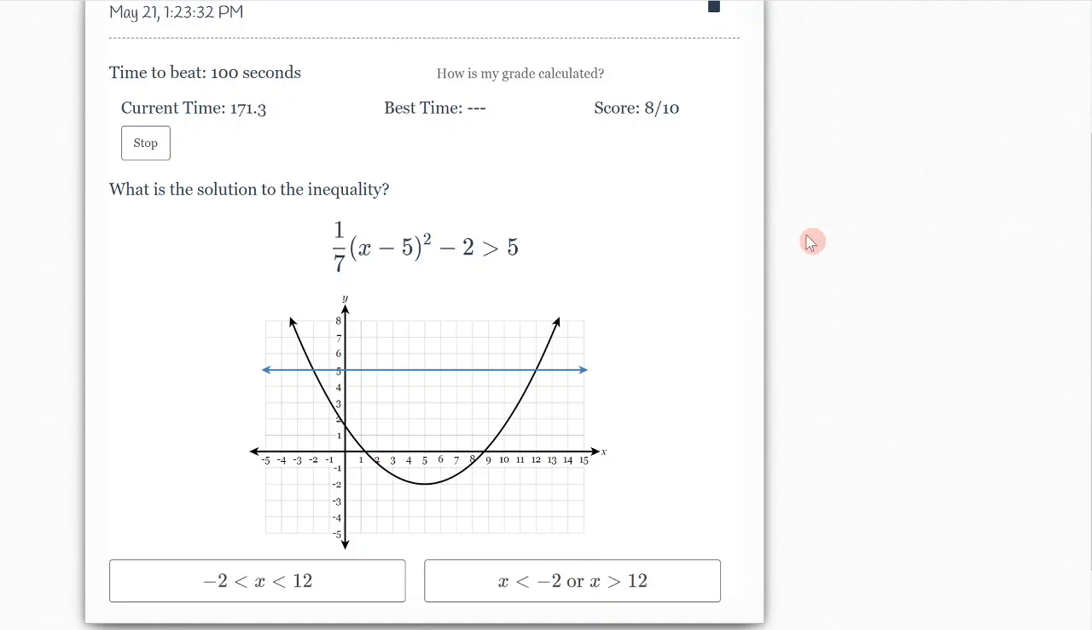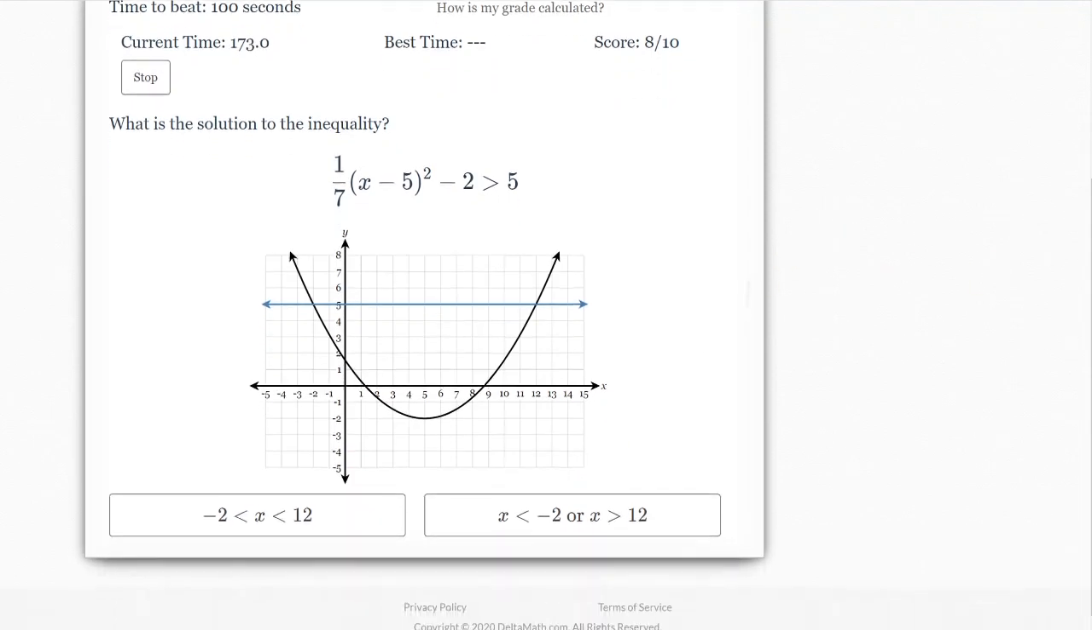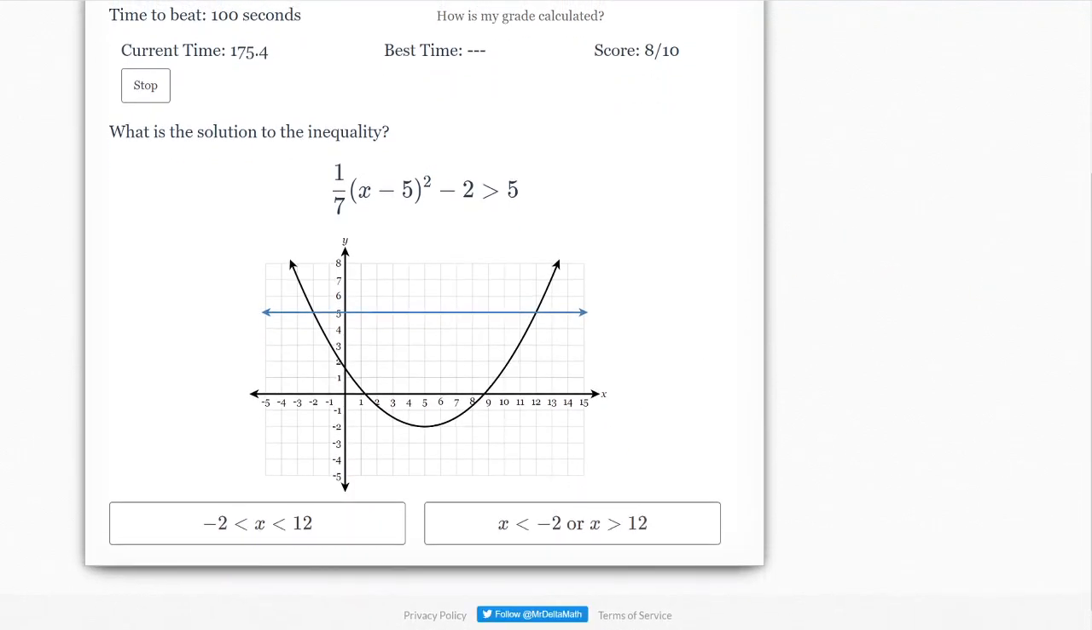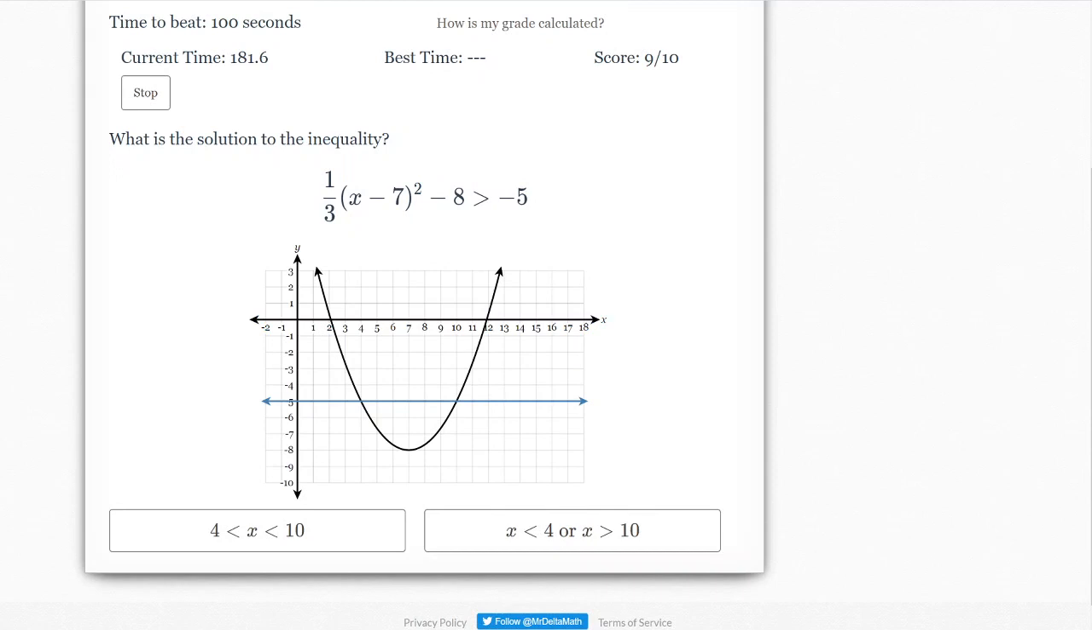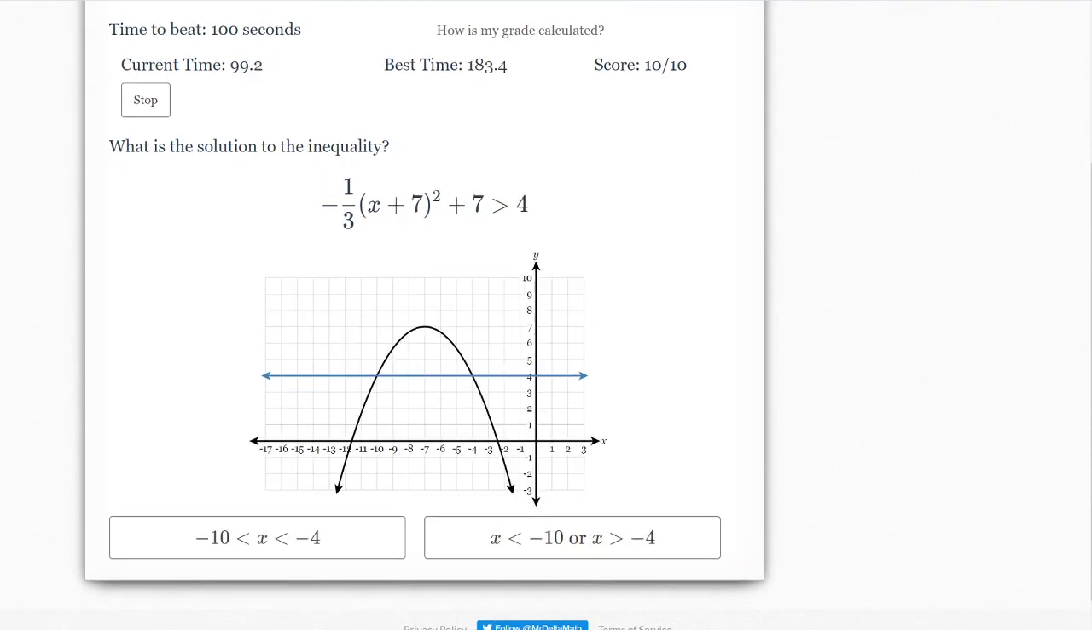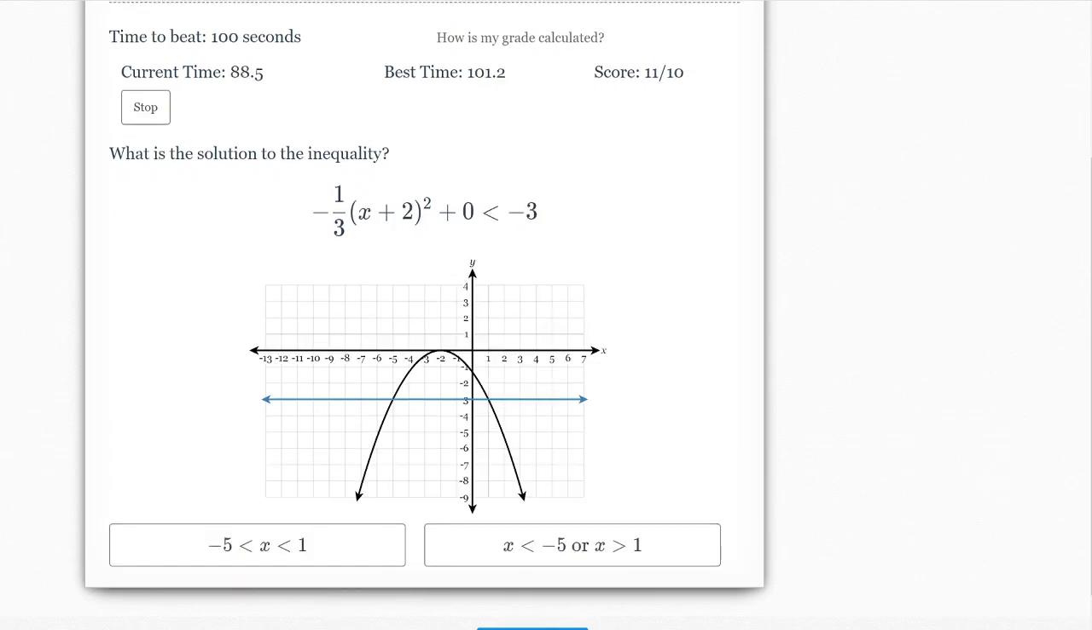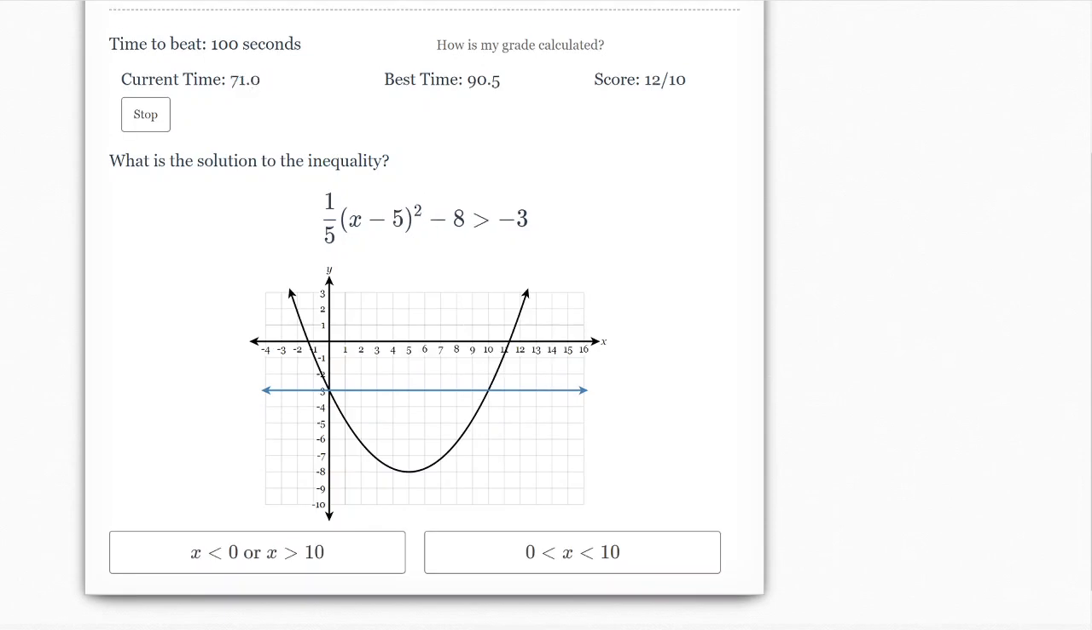Okay, my broken trackpad is driving me crazy, so I'm going to switch to my screen, which means you can't see what I'm pointing at anymore, but I'll walk you through. So, greater than 5 is above the blue line, which is outside. Greater than is above the blue line, which is the two sections outside. Greater than is the one interval inside. Less than is the two intervals outside. Greater than is the two intervals outside.